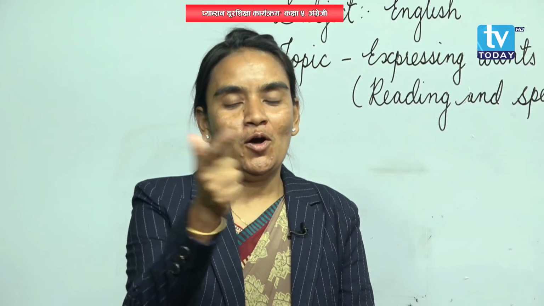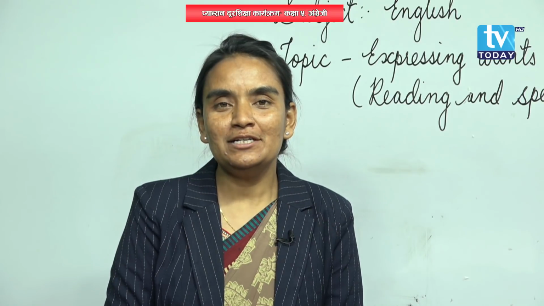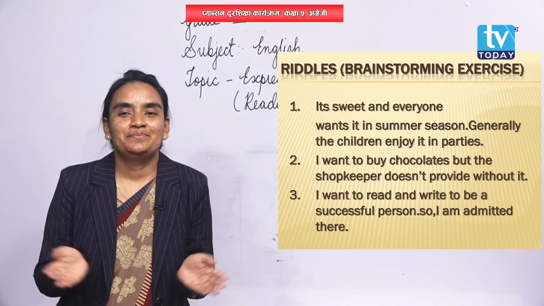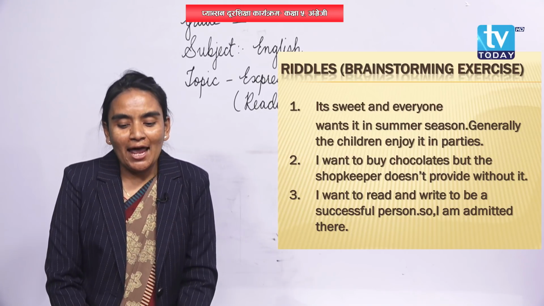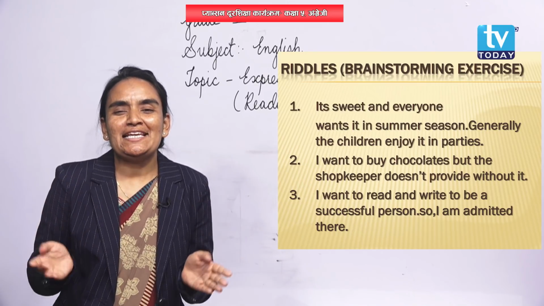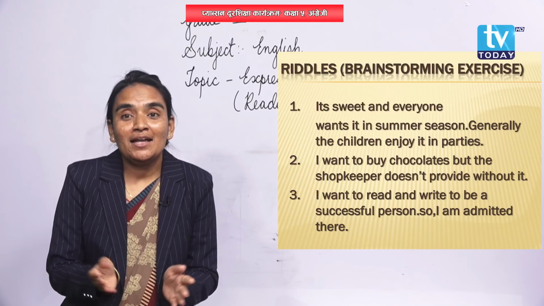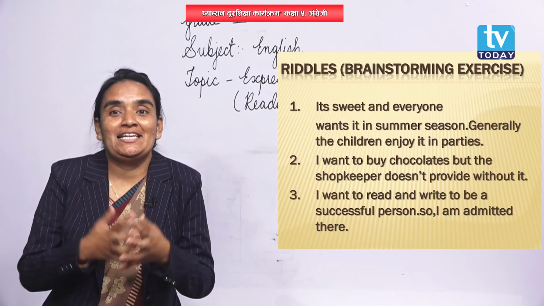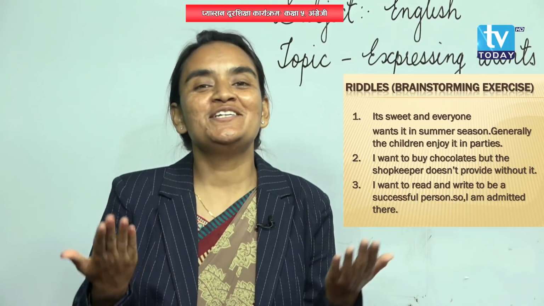Shall I begin? Okay. Now, it's for you children at first. The first riddle is, it's sweet. Wow, just like sugar, it's sweet. And everyone wants it in summer season. And generally, the children enjoy this food in parties. Can you guess what it is now?